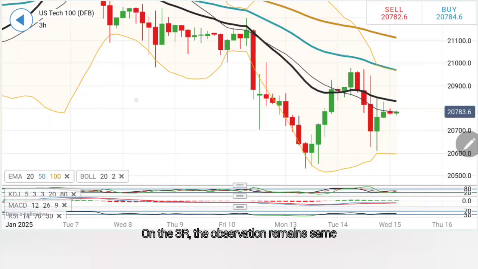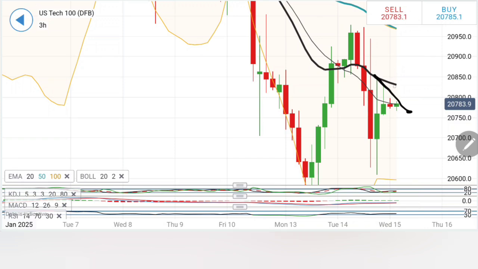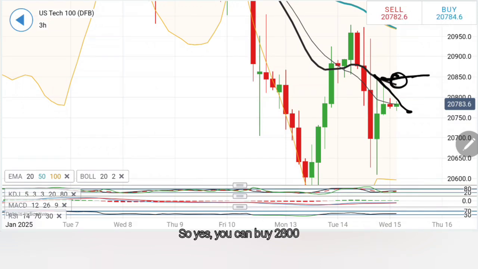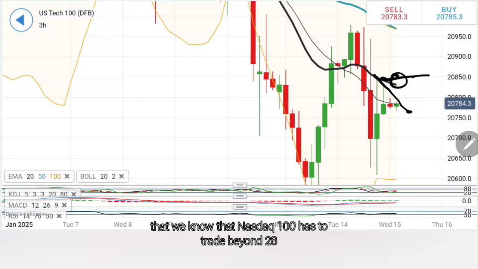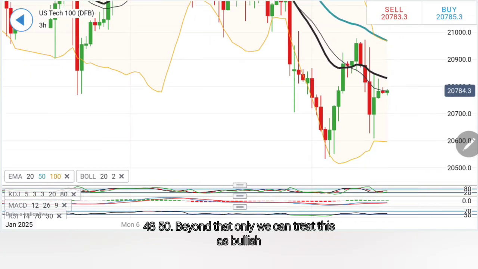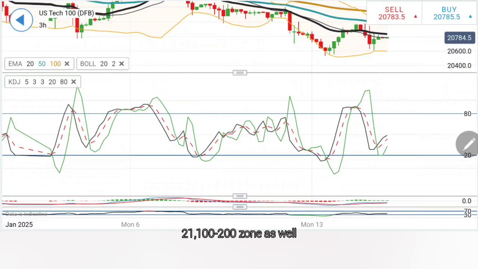On the 3 hour chart, the observation remains the same. The only thing is, it needs to break beyond these highs, and specifically beyond the 2848, 2850 zone. This is going to be the prime resistance zone. So yes, you can buy 2800, but this has to be with caution. We know that Nasdaq 100 has to trade beyond 2848.50. Beyond that only we can treat this as bullish here. Beyond this you can expect 2900, 2950, 2980, and then in fact it can break beyond the 3100, 3200 zone as well.